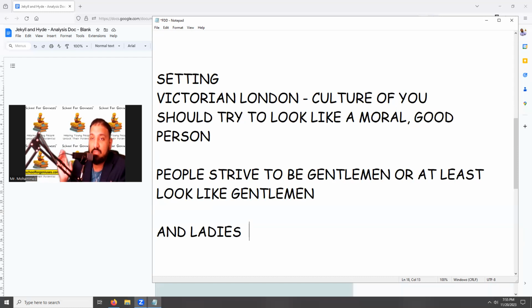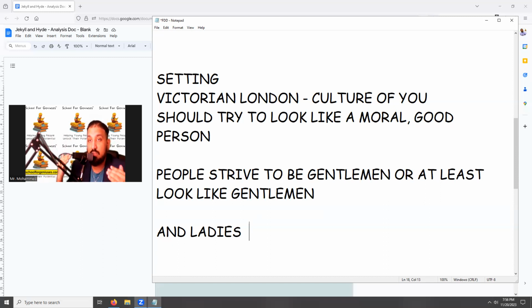And this is going to be very important, obviously, because the main character in the text, Dr. Jekyll, his whole thing is that he's appearing to look like a gentleman. That's the whole point. Okay, so that's the background. Now, obviously, there is the good side, you could say, the well-mannered and all that side of London.